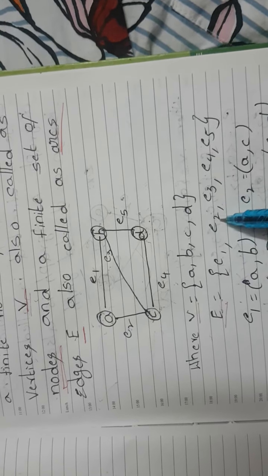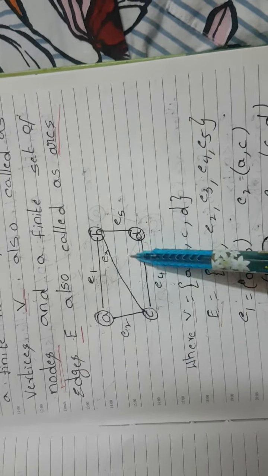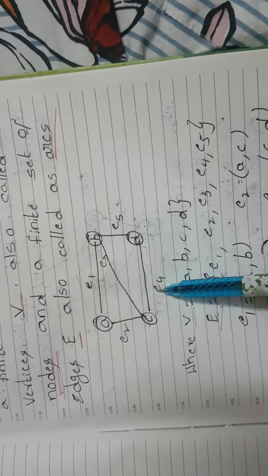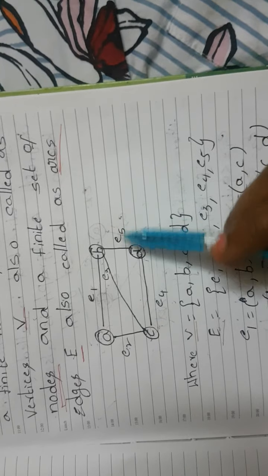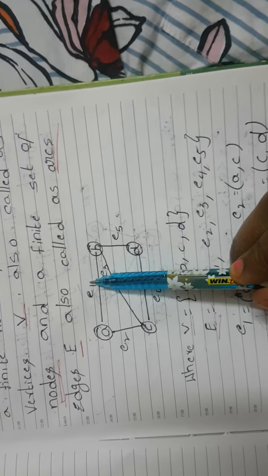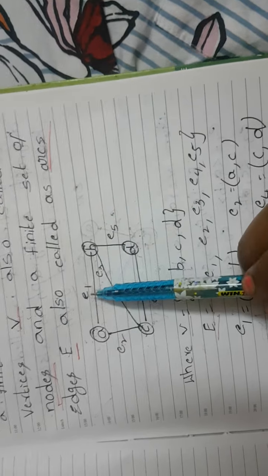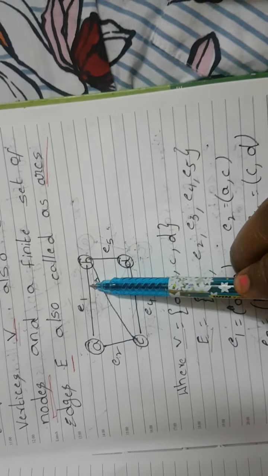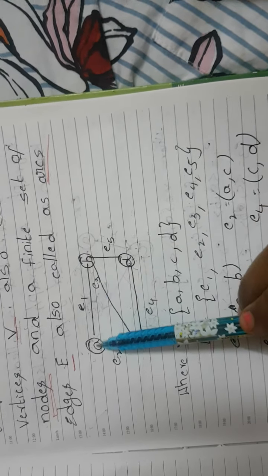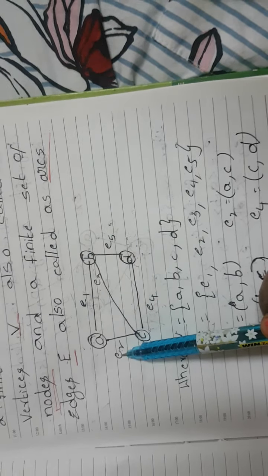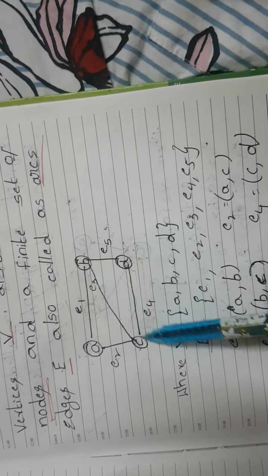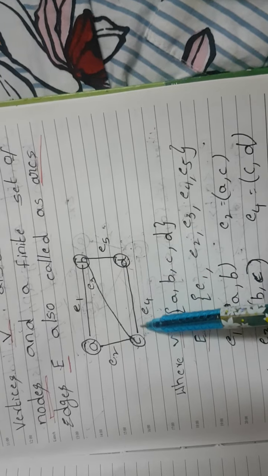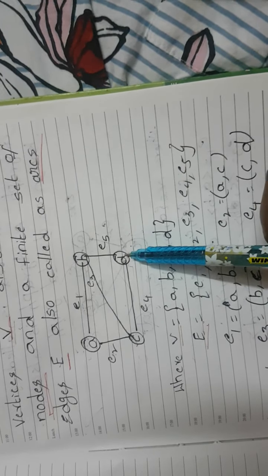Here we have E1, E2, E3, E4, E5. Overall, how many edges are there? Five. Two vertices can be joined by one arc, and that arc is called an edge. So E1 indicates A, B. E2 indicates A, C. E3 indicates C, B. E4 indicates C, D. E5 indicates B, D. That is a graph.